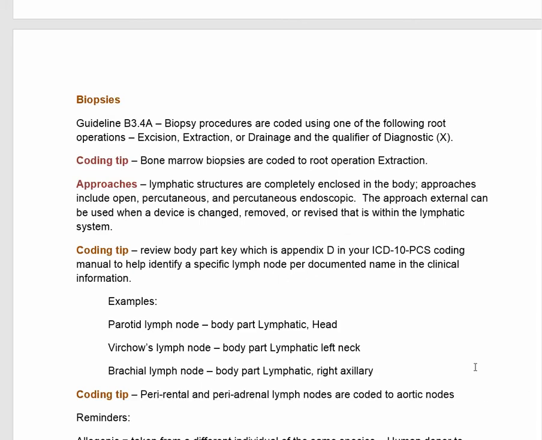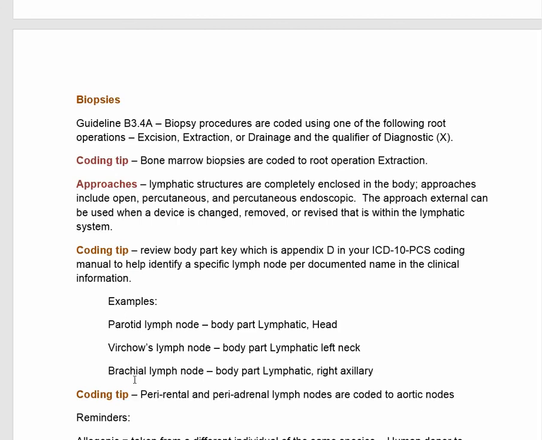In the back part of your ICD-10-PCS coding manual, you have appendices. You have appendix A, B, C, D and E, I believe it goes up to E. Appendix D is a body part key. It does have a lot of lymph nodes on there to help you identify where you would code that to.